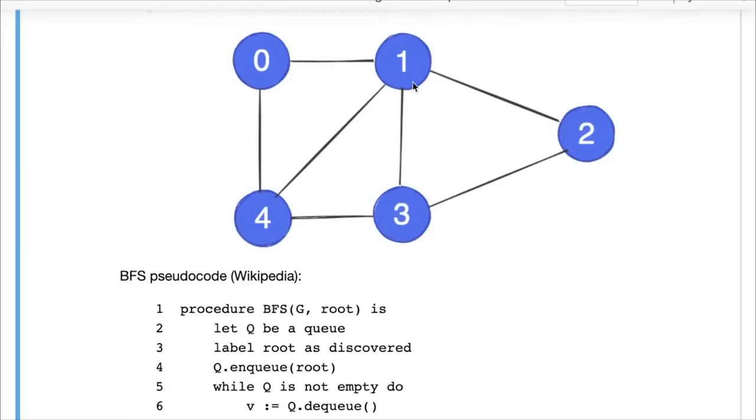Then we go to 1. And when we go to 1, we realize that 0 is not yet visited. So we enqueue 0. 4 is visited, so we don't enqueue 4. Okay. And that's how we proceed.